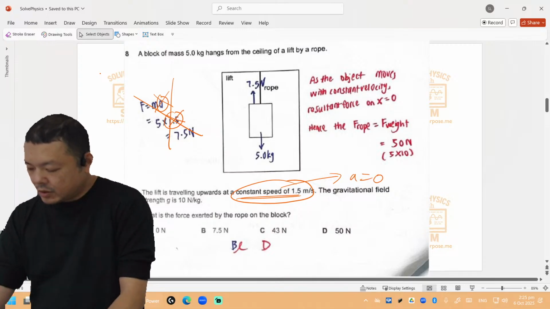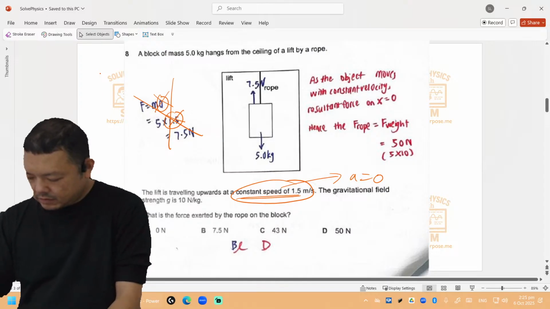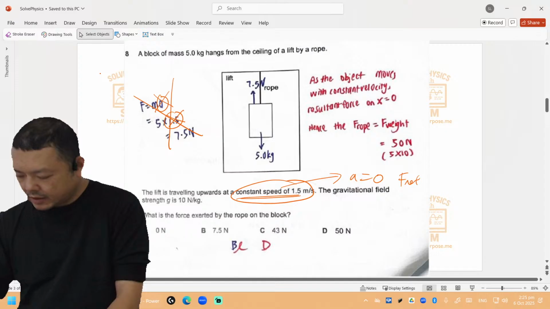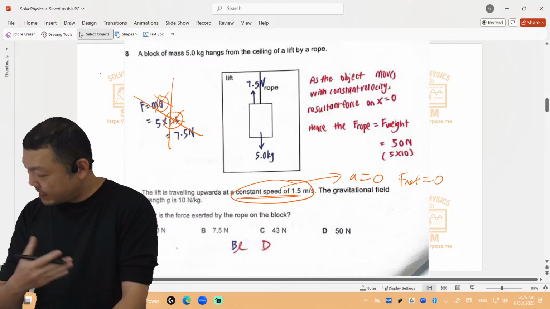Acceleration is 0. Enzo, acceleration 0. What do you say? Yeah, that's what you should be saying as well, Gordon. Okay? The moment you know acceleration is 0, the resultant force is 0.